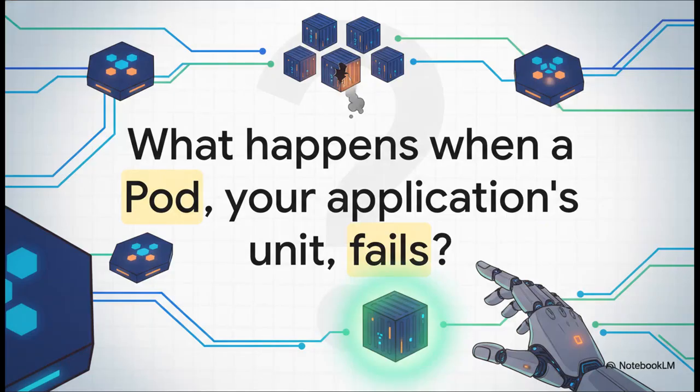So let's just start with the big question, the one that really gets to the heart of it. Your application is running perfectly, handling requests, and then, poof, a pod, which is just the basic building block running your application's code, it just crashes. What happens next? By the end of this, you'll understand the magic behind what makes Kubernetes so famously resilient.